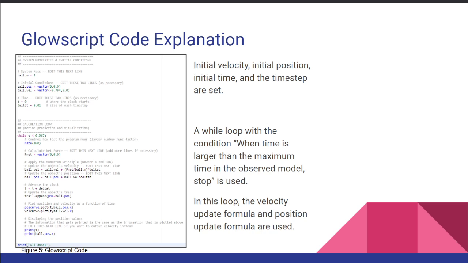Finally, a while loop was instantiated, with the terminating condition that when time is greater than the ending time, the loop would end. The velocity update formula was used to generate the velocity to be used in the position update formula, and the position update formula was used to get the new position for the object with each iteration of the loop, thus every tenth of a second. The time was updated with each iteration of the while loop to make sure that the position was updated properly.